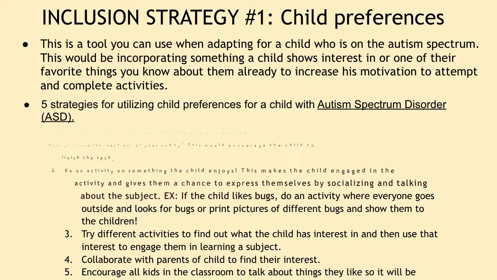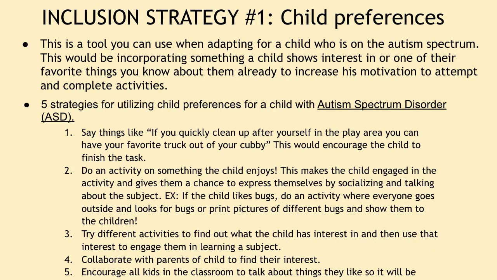And 5 strategies for utilizing child preferences for a child with autism spectrum disorder would be say things like, if you quickly clean up after yourself in the play area, you can have your favorite truck out of your cubby. This would encourage the child to finish the task.